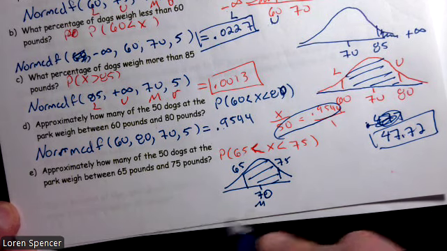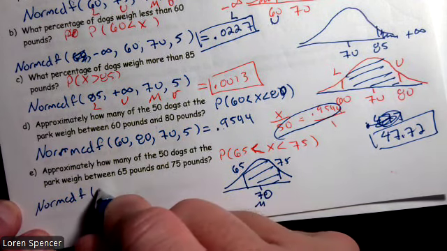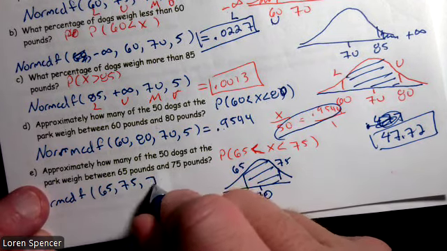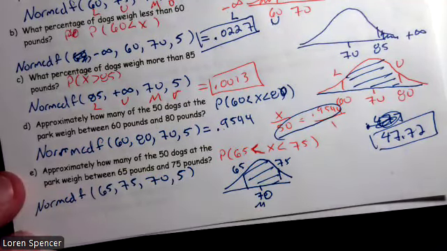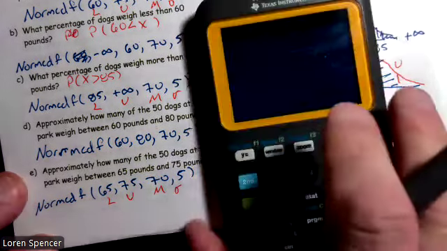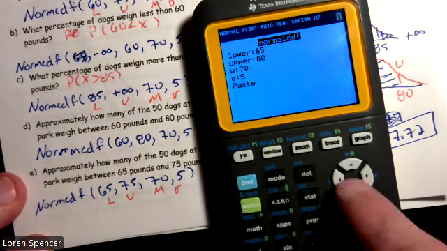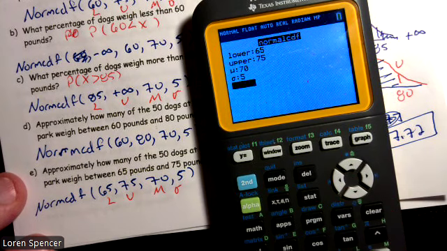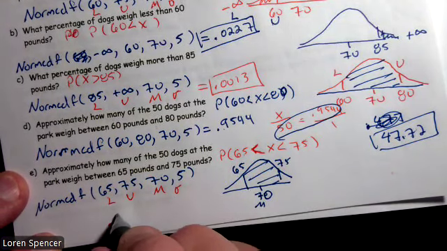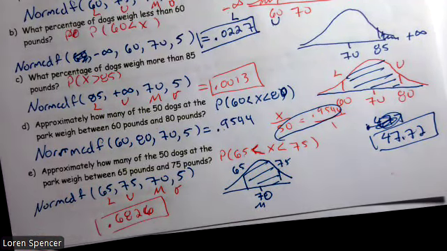so we should be pretty close to 68%. All right. So normal CDF, lower part of my shading is 65. Upper part of my shading is 75. Mean is 70. Standard deviation of 5. Second VARS, normal CDF, 65, 75, mean is 70, standard deviation of 5. And we end up getting about 68%, which is what we knew we would get. So this is 0.6826. We knew we'd get about 68% because that's plus or minus one standard deviation, and by the empirical rule, we can say that.